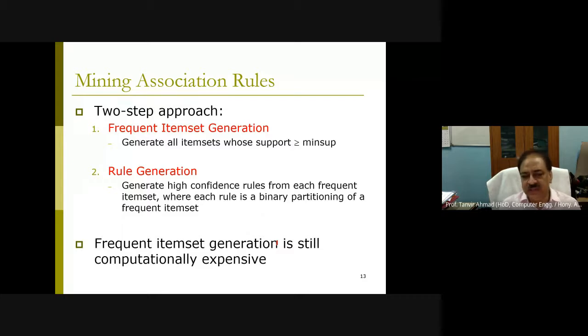Now, what you can do is a 2-step approach. First, you generate all item sets whose support is greater than the minimum support, and you don't go for those item sets which are binary partitions of the same item set. Then you generate rules which have high confidence, and you get fewer rules than what you got last time. But even this is computationally expensive, because you will still end up getting many rules which are not at all required or not at all interesting.